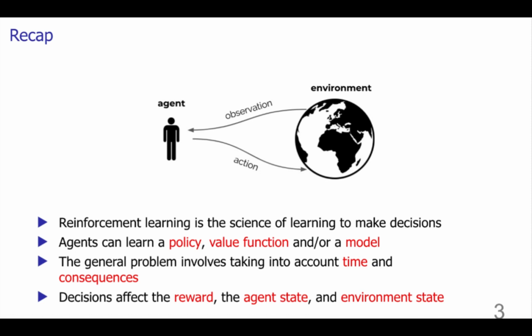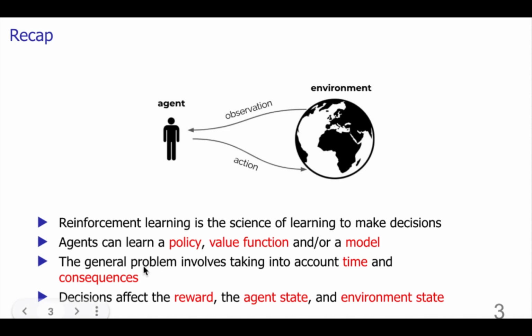So to recap, we say reinforcement learning is a science of learning to make decisions, right? It's learning by interaction. So we do have an agent, we do have an environment. The agent acts upon the environment and observes the consequences. And this observation could be full observation of the environment or partial observation of the environment. For each action, there will be a consequence. We call it reward, right? So the reinforcement learning agent might learn a policy, value function, or even a model could be learned.